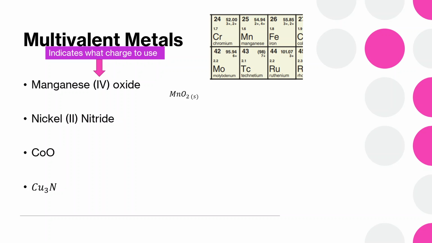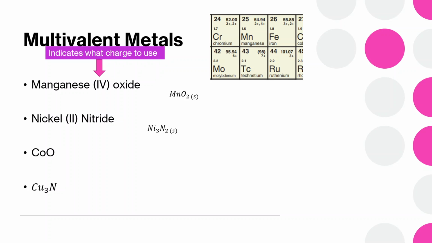Nickel 2 nitride is telling me that I have nickel with a +2 charge. Nitrogen has a -3 charge. So what we need to do is figure out the lowest ratio of those two numbers, so our charges will balance out. The lowest common multiple of 2 and 3 is 6. So what that means is I'm going to need 3 nickel and 2 nitrogen. So that formula is Ni3N2.